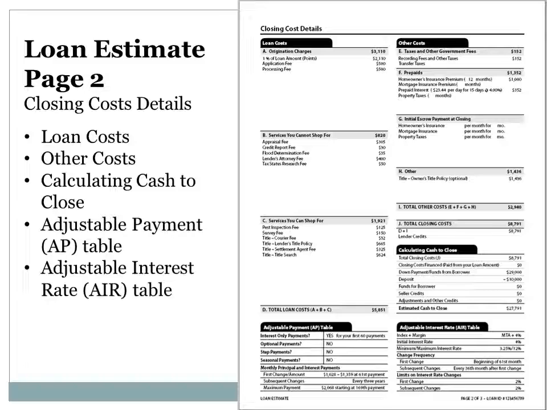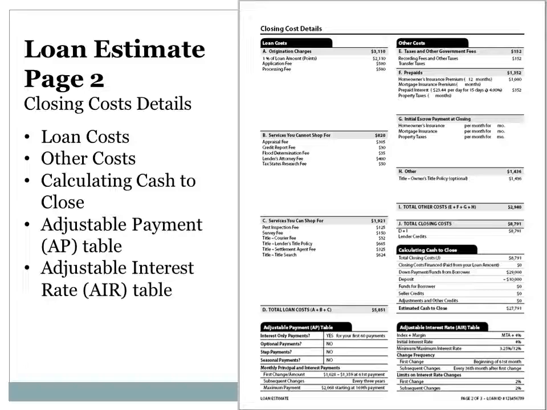We have origination charges, services borrower can and cannot shop for, taxes and other government fees, prepaids, initial escrow items, and an other section. And then those are totaled up. You can also reflect a lender credit there under section J. There's a calculating cash at closing table, which is going to basically add up all of the charges for the loan to get an estimated cash to close amount for the borrower. And then at the very bottom, we have adjustable payment and adjustable interest rate tables.